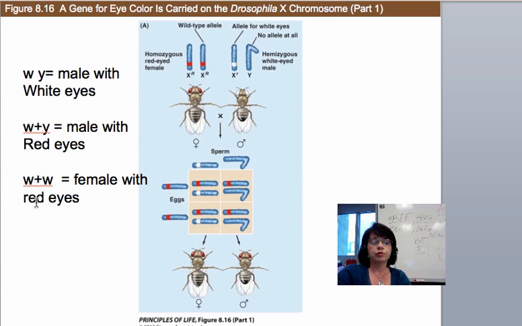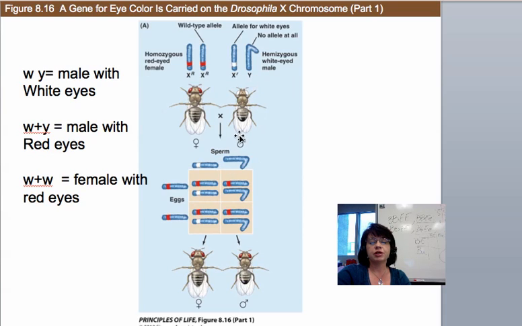A female with red eyes could be a W plus W or she could be a W plus W plus. The way that they note it here is not so bad either. So they're saying on the X chromosome there's a gene for red eyes. This one is dominant, XX. And then they're saying this male has the recessive, which they're putting in as a lowercase r, but we can call it W if you want. And it's X lowercase and then Y.